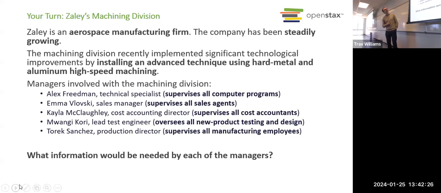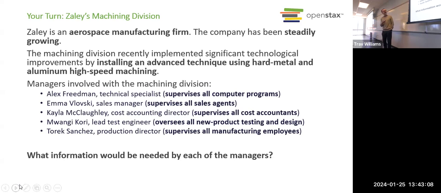All right, here is a hypothetical we can go through. It's an aerospace manufacturing company. They've been steadily growing, and they came up with an advanced technique for high-speed machining. I don't know anything about machining, but it doesn't matter. There are some different managers in the company. We've got 5 different managers, and we're going to take one at a time. We're going to look at what this manager does, and think about what information they would need to do their job better.